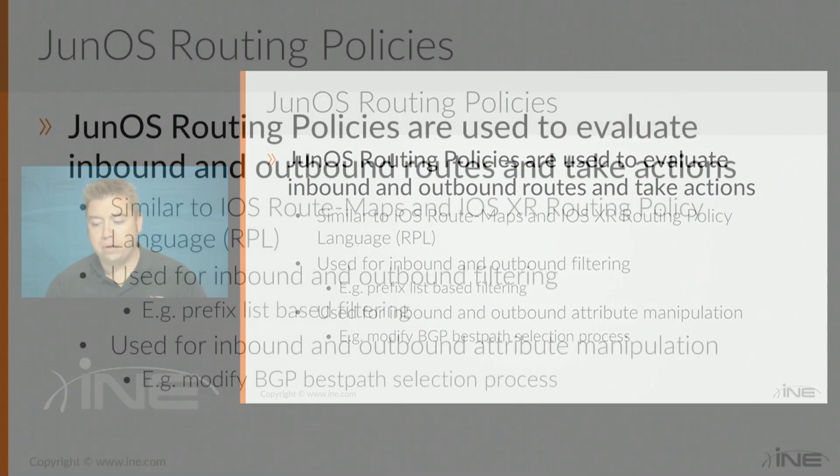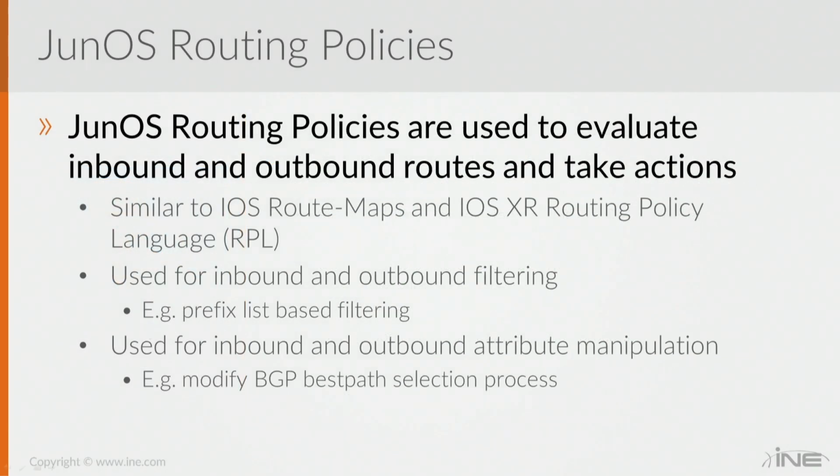So in the case of JunOS, all of that is going to be applied here under the routing policies. So not only is it going to be used for filtering in terms of both inbound and outbound prefixes, it's also going to be used for attribute manipulation. So mainly we'll see that's going to be used for the BGP best path selection modification.